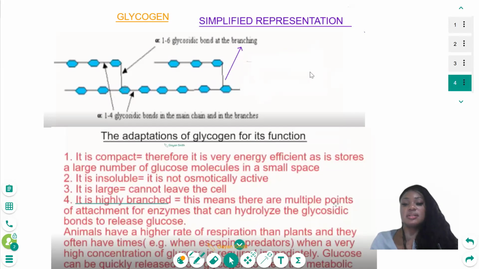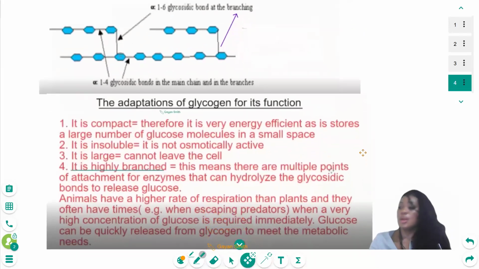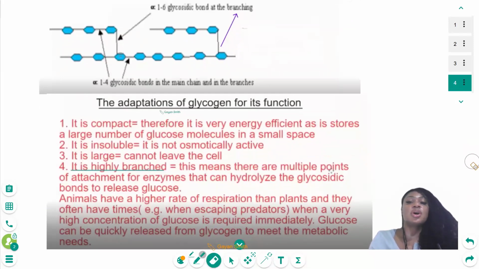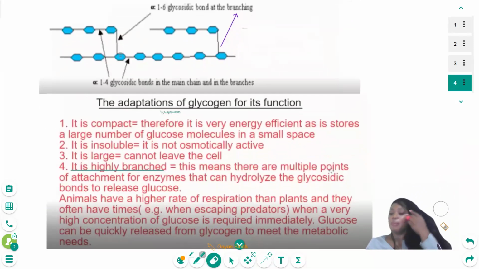So guys, as it concerns the adaptations, we see that glycogen is a very compact molecule. Because of all the branches, it can be packed very well. So it's very efficient in storing large numbers of glucose in our animal cells.